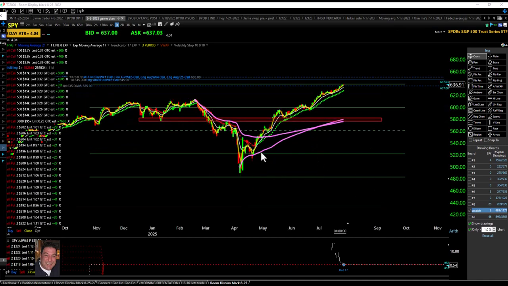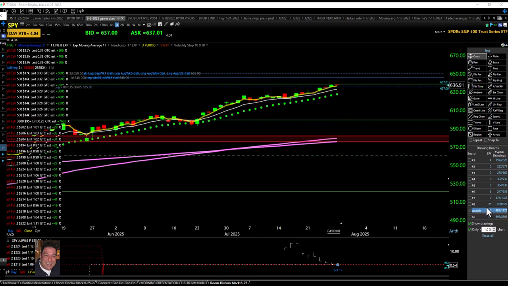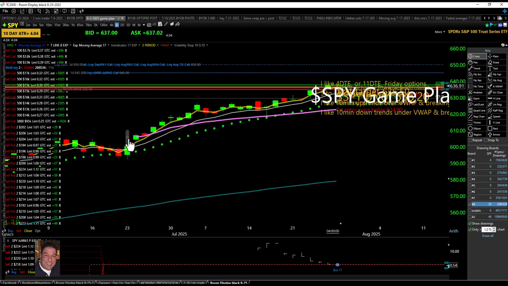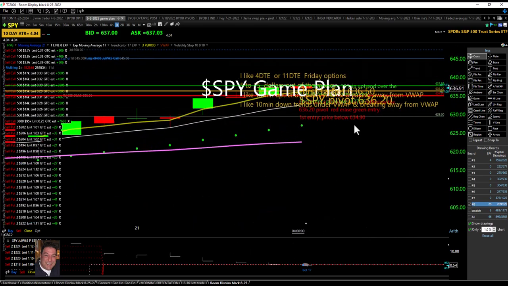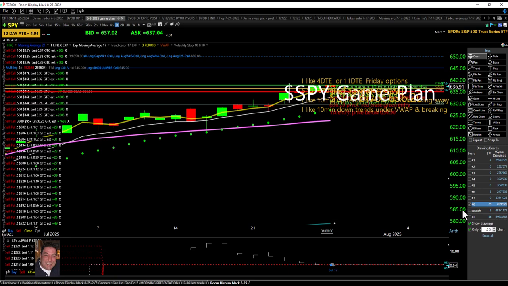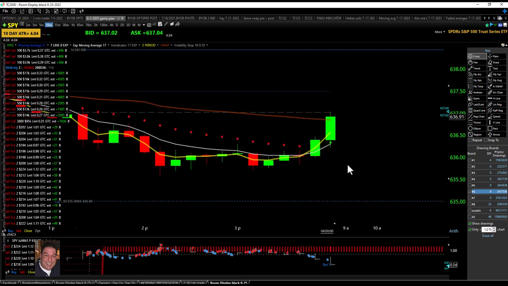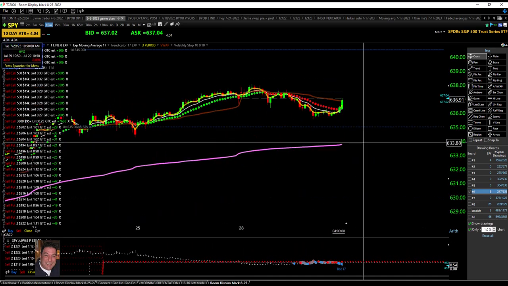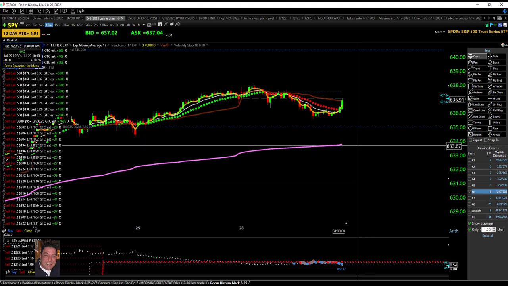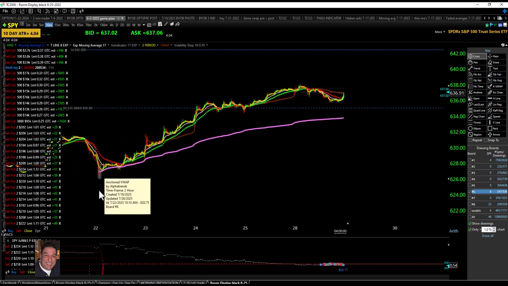Let's make sure you can see, we got one right here at 580, and I got one right here at 622. I got another one right here at 633.80. I think we're coming to see this one tomorrow. And the origination is this low right here. See the 22nd right there.